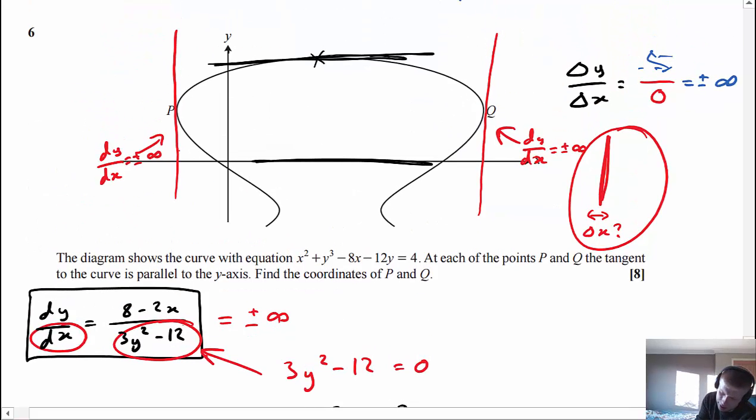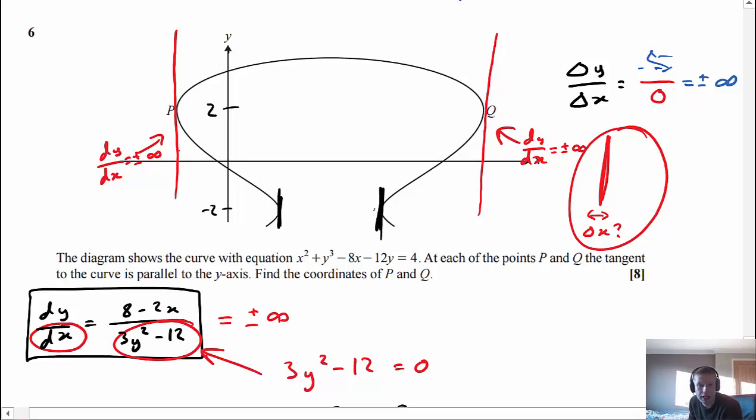You can clearly see, because it's above the x-axis, it must be positive 2. If you forgot about that, don't worry about the negative square root, because negative 2 corresponds to a point down here, where you've also got a vertical tangent, so you'll also have a tangent which is infinity down here. But we're not interested in that, we're just interested in the case when y is positive 2.